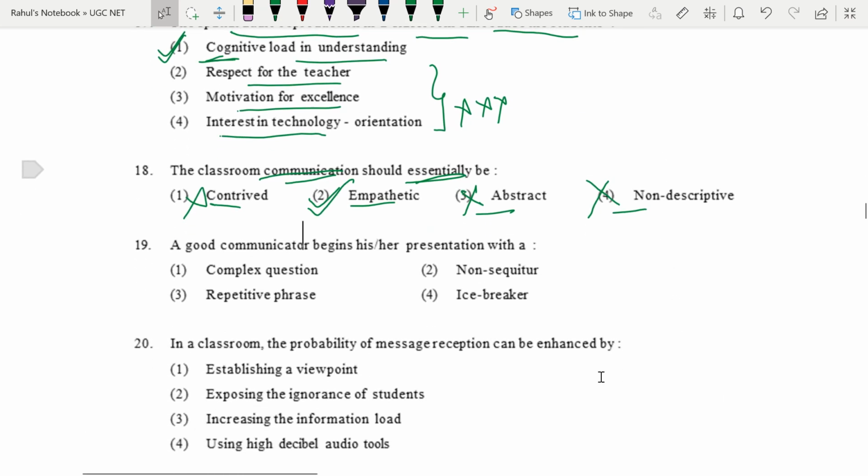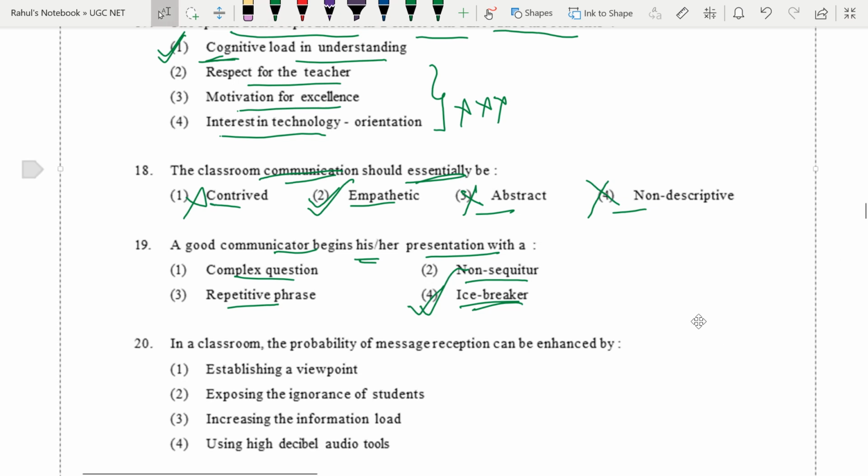The question number 19 is, a good communicator begins his or her presentation with a complex question, with a non-sequitur, with a repetitive phrase, or with an icebreaker. So basically, a good communicator starts the presentation with an icebreaker, so that a better impression can be gathered. So option 4 is the correct answer.